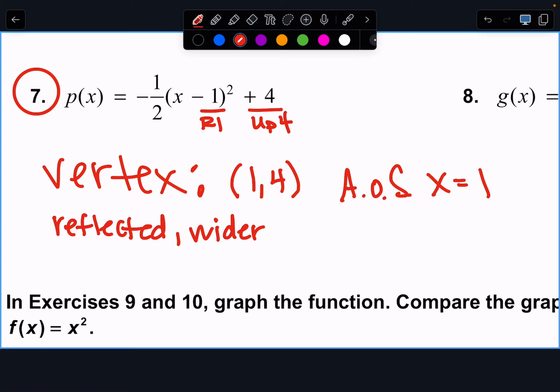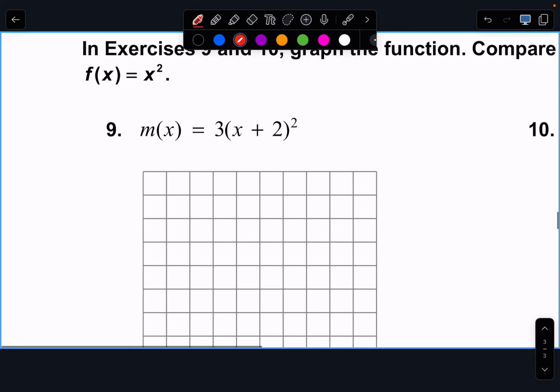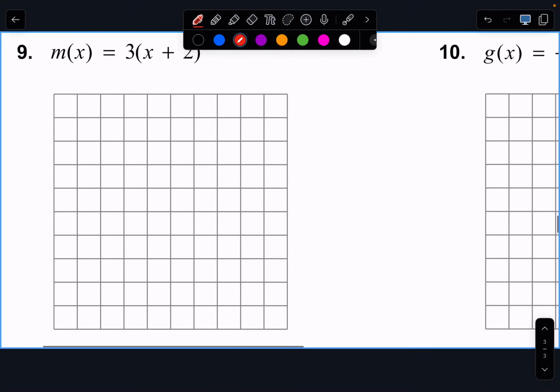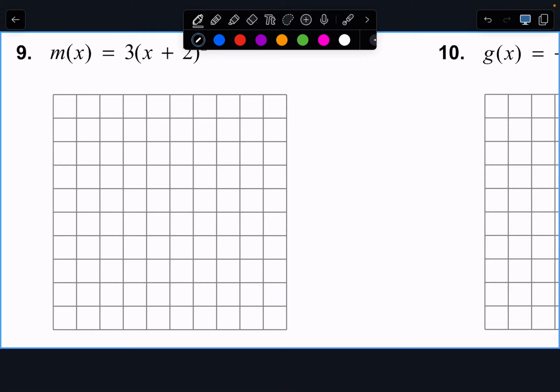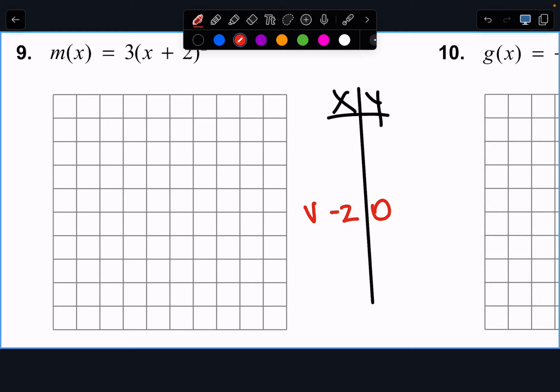Okay. Now, let's talk about what we need to do when we graph one of these. So we're going to come over here and we're going to graph number 9. I would like you to make an XY table. We've always done that, right? We've always made an XY table. Now, Rachel, help me out. This plus 2 means we're going which direction? Left 2. Do we go up or down any? No. So that means our vertex is at negative 2, 0 because we needed to go left 2.